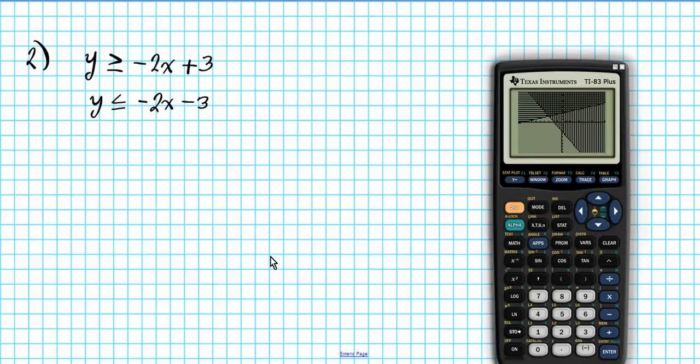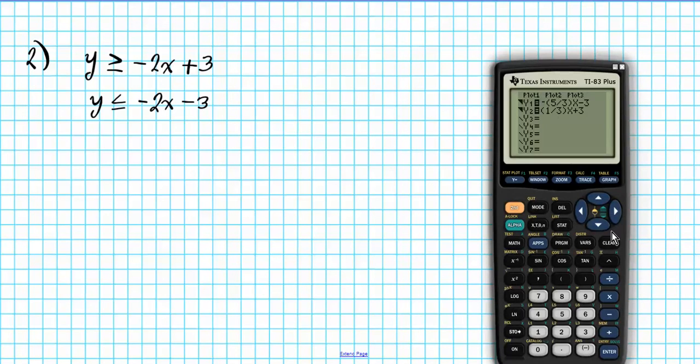So let's say you have, for number two, the system of inequalities y greater than or equal to negative 2x plus 3, and then y less than or equal to negative 2x minus 3. Okay, so we have to solve this graphically using our graphing calculator. So let's do this with the TI-83.